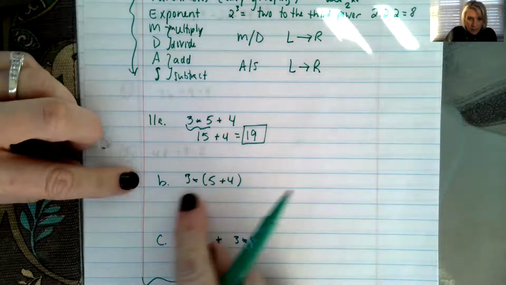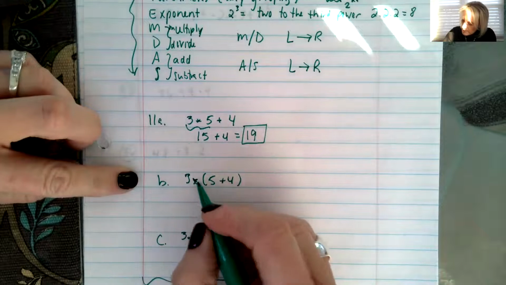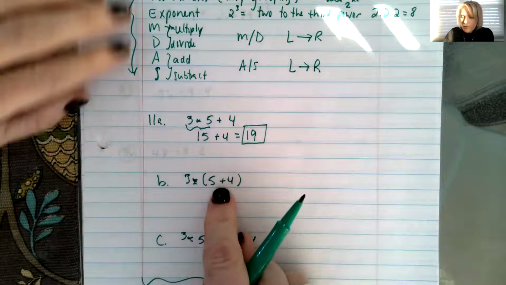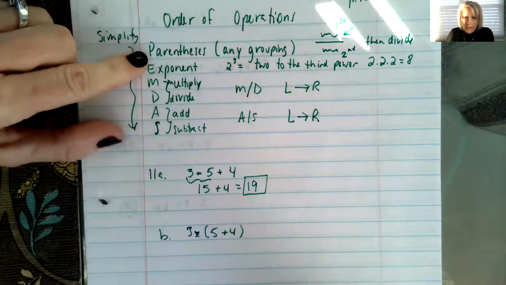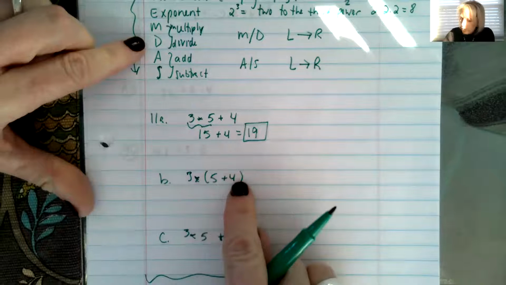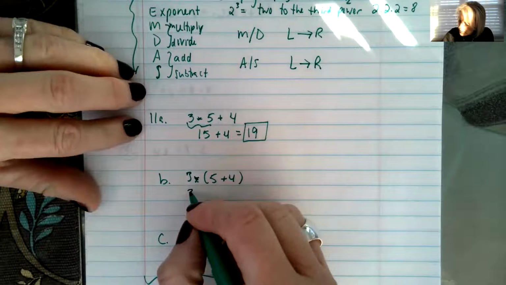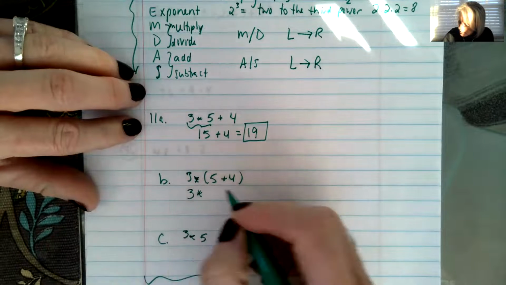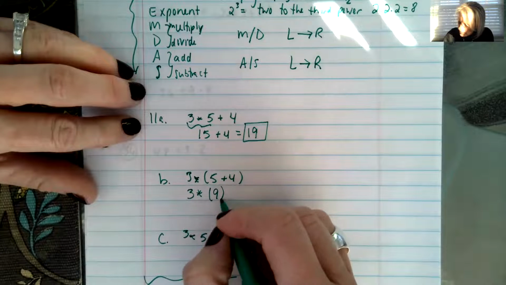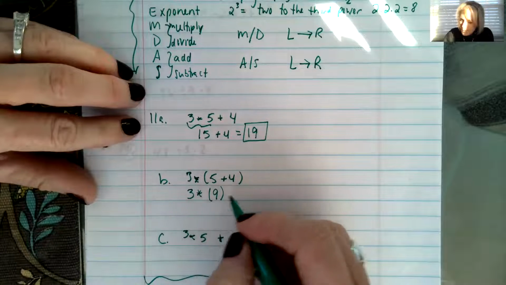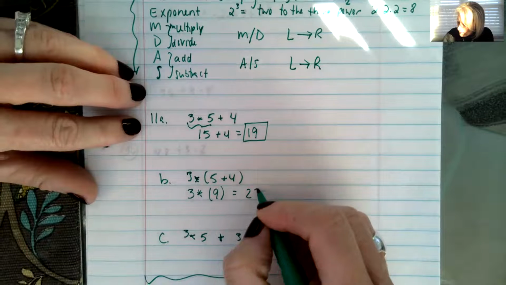The next one is the same numbers in the same order, but because there's a parentheses here, we have to complete the parentheses first, going back to our order of operations. So that means I'm going to do this 5 plus 4 first because it's in parentheses. So I'm just going to rewrite the 3 multiplied by, and then the result of 5 plus 4 is 9 in my parentheses. And then 3 multiplied by 9 is 27.